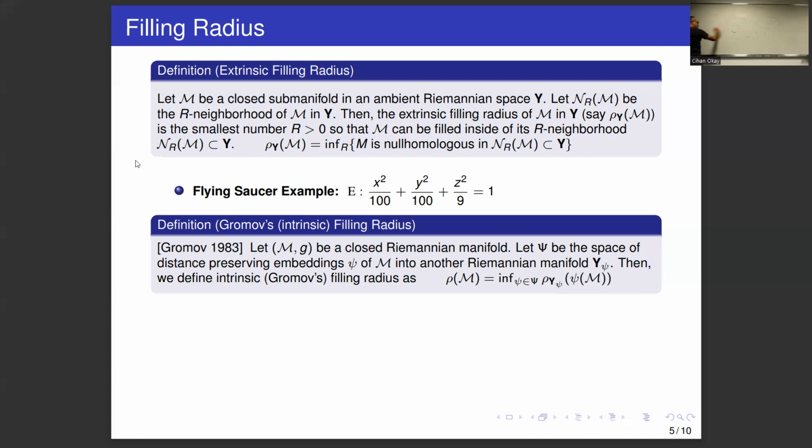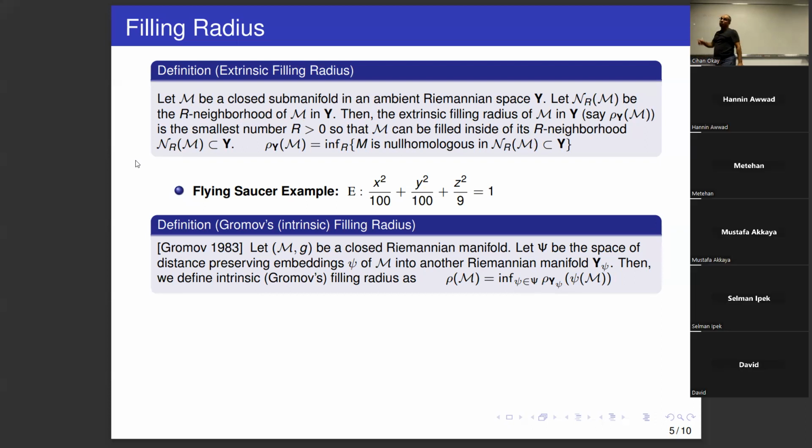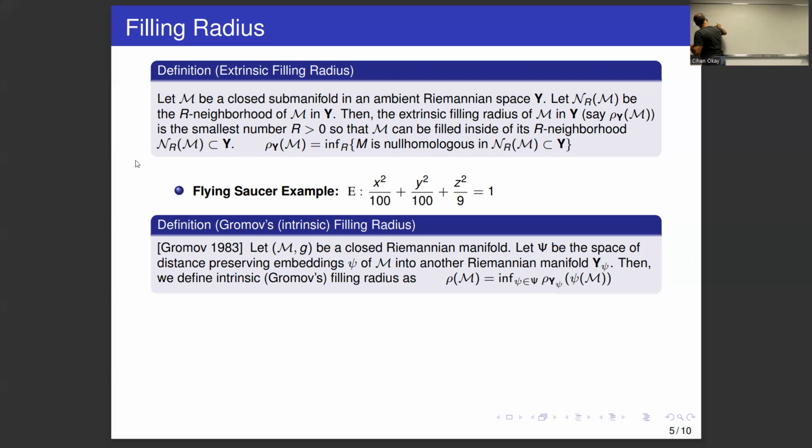Distance preserving maps. So that means the following. You give me any manifold M, and you embed this somewhere else to talk about this filling radius. So I'm going to take neighborhoods in here, but I have a condition: distance preserving. So any 2 points here must have the same distance in here.